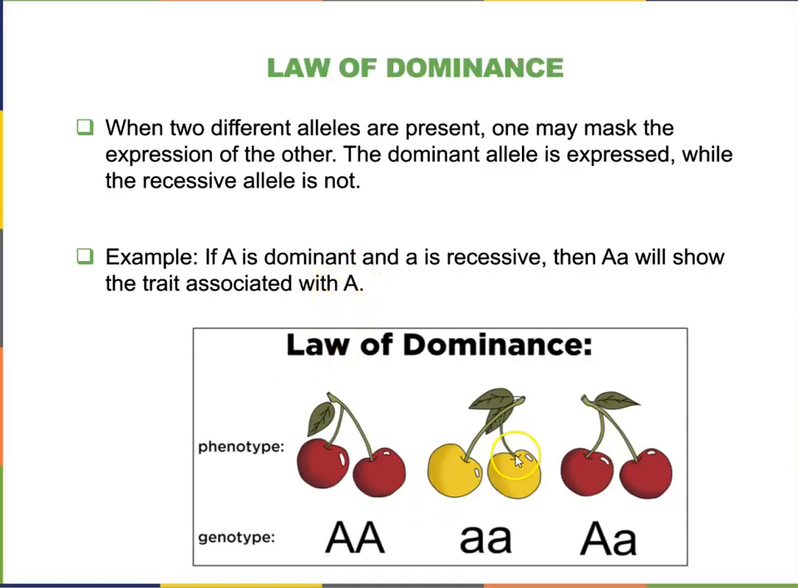As shown in the image, uppercase A codes for the red color of the fruit. The lowercase a codes for the yellow color of the fruit. The heterozygous combination of one uppercase A with one lowercase a will show the phenotype of red color, which is the same as the uppercase dominant allele's trait.